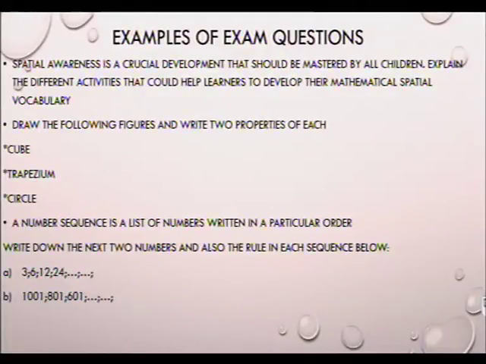Here, another sequence. I have 1001, 801, 601. So I should determine what is the rule here. I check. The difference between these two is 200. The difference between these two is 200. So I subtract by 200 every time. So my rule is subtraction of 200. I subtract 200 from the previous number.